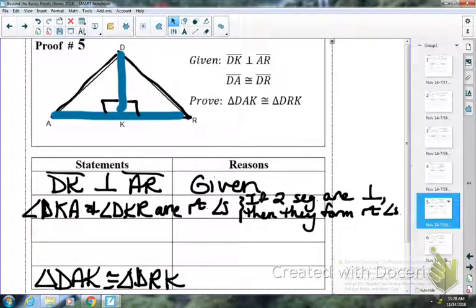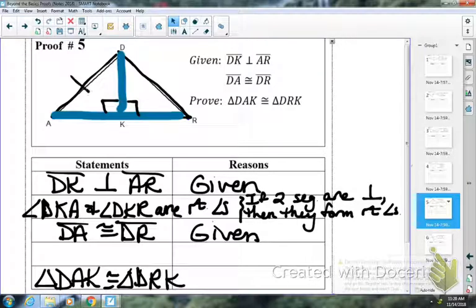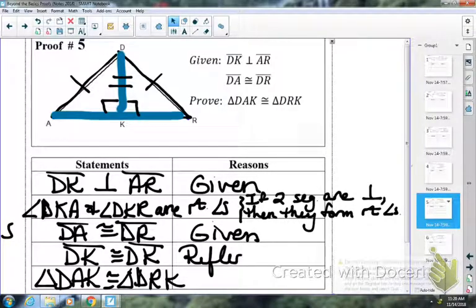Okay, so next I'm going to put my second given. So segment DA is congruent to segment DR. Again, given information. So if I'm keeping track, that's a pair of sides. Okay, now I used up my given, so I got to figure out something else I can add to the proof. So notice these two triangles butt up against each other. They have a shared side. So I can say segment DK is congruent to segment DK by the reflexive property.